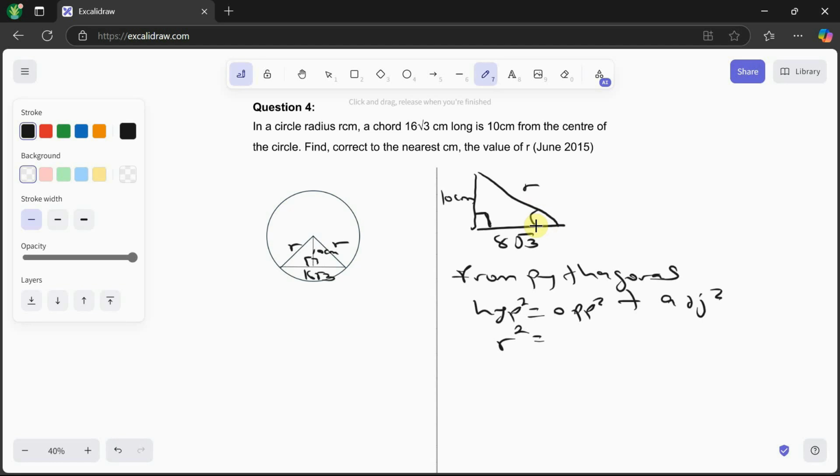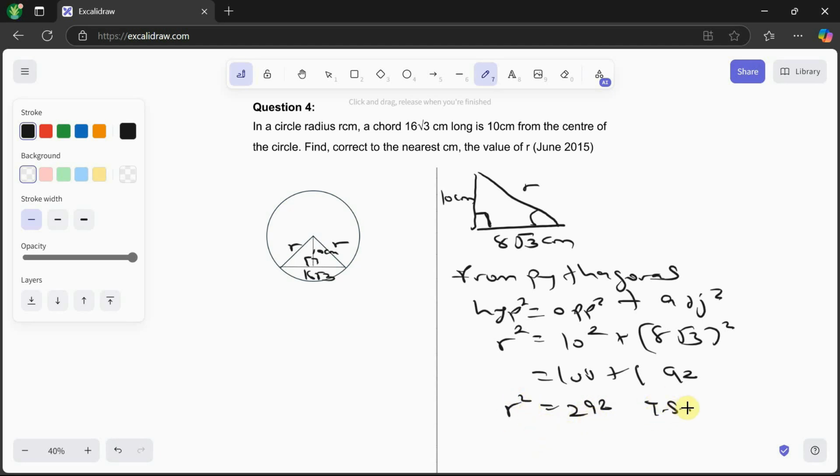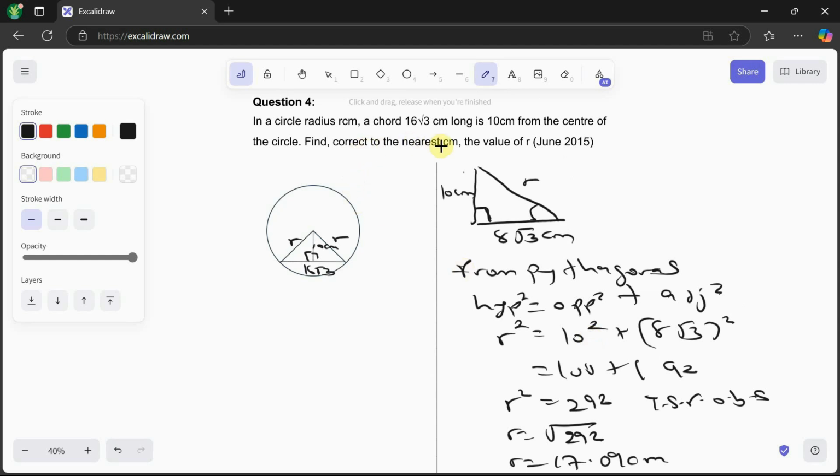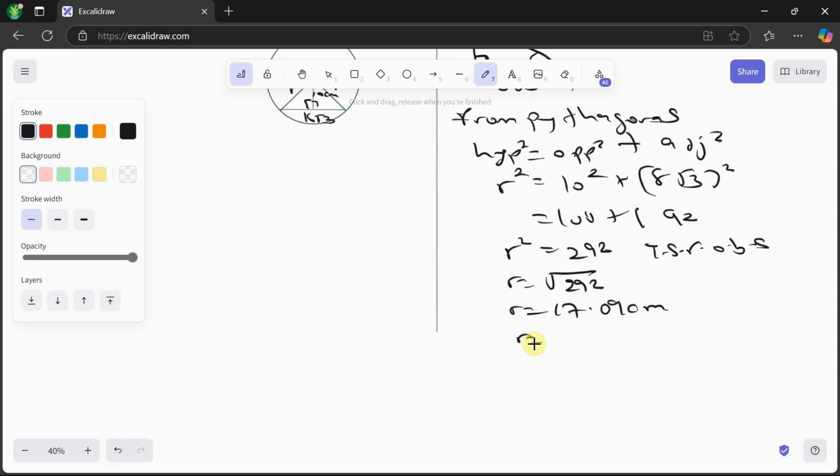The opposite is, this is our theta normally. This will be 10 squared, this must be centimeters, plus the adjacent is 8√3 all squared. So this is 100 plus 8√3 all squared. If you do that, that will give you 192. So this will give you 292. So our r squared is equal to 292. If I take the square root of both sides, r is equal to the square root of 292. My r is 17 point, let me just say 0.9 centimeters. But the question said that we should find it correct to the nearest centimeter. So to the nearest centimeter, r will be equal to 17 centimeters.